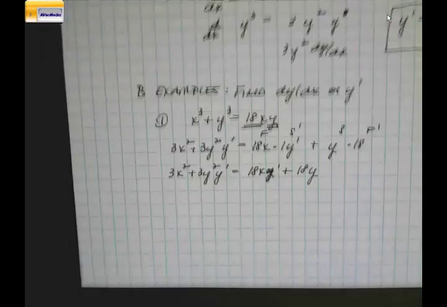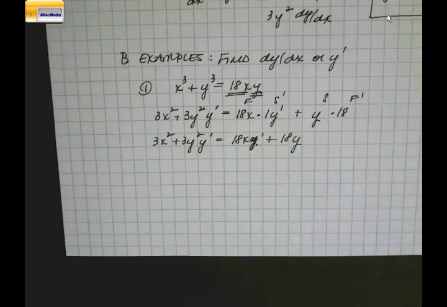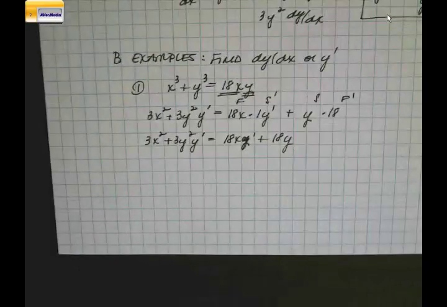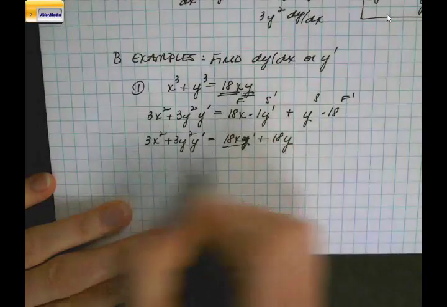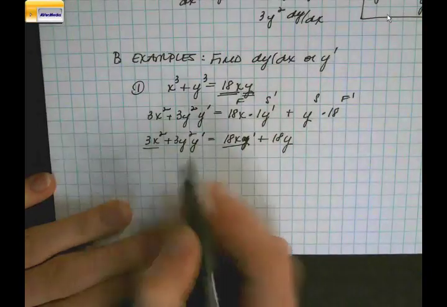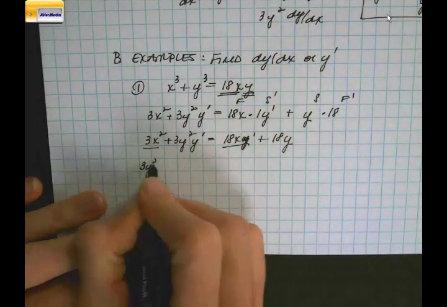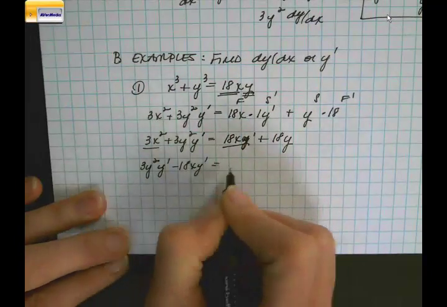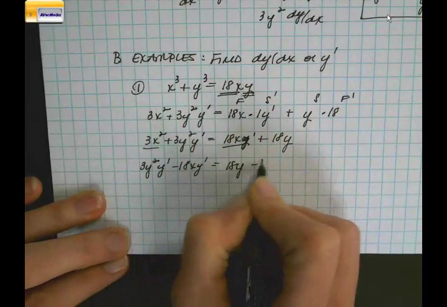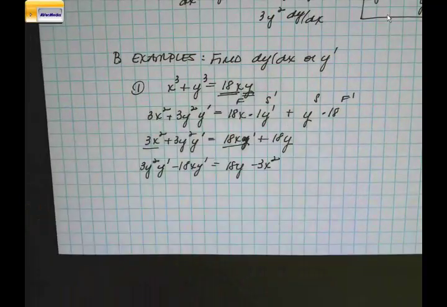Now I really need to solve it for y prime. To solve it for y prime, I'm going to get all my y prime terms on the left and all my non-y-prime terms on the right. So this guy needs to move to the other side of the equation, and this one needs to move also. The left side is 3y squared y prime minus 18x y prime, and the right side is 18y minus 3x squared.